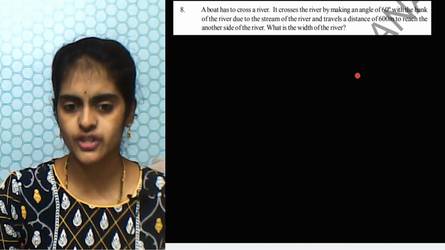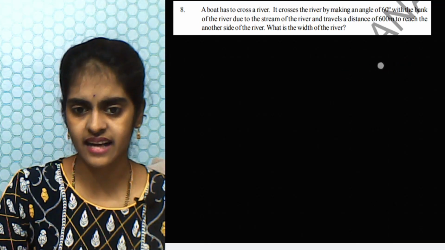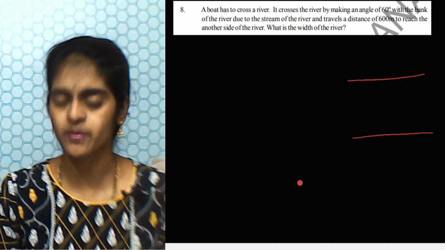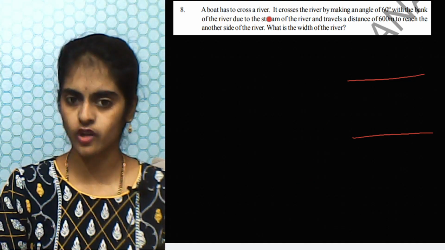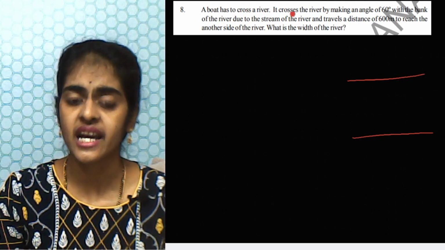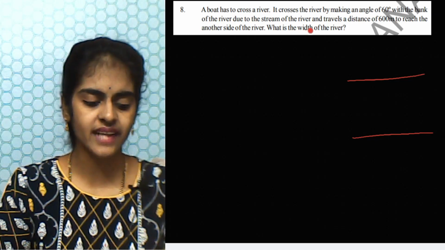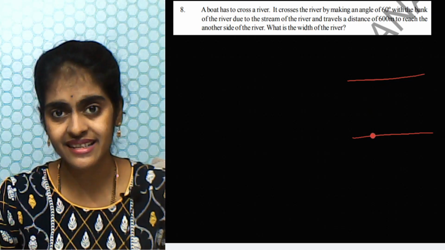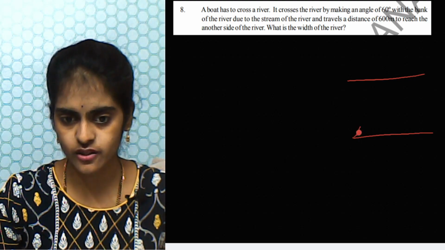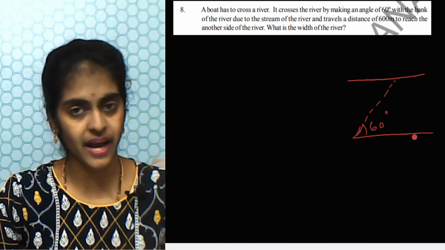Okay, so suppose you have the river in this way. These are the two banks of the river. Let us draw it first. So this is one bank, this is the other bank of the river. Now a boat has to cross the river from this side to the other side. It crosses the river by making an angle of 60 degrees with the bank of the river. Suppose here the boat is starting, so this boat is making an angle of 60 degrees with the bank of the river. This is the bank of the river.